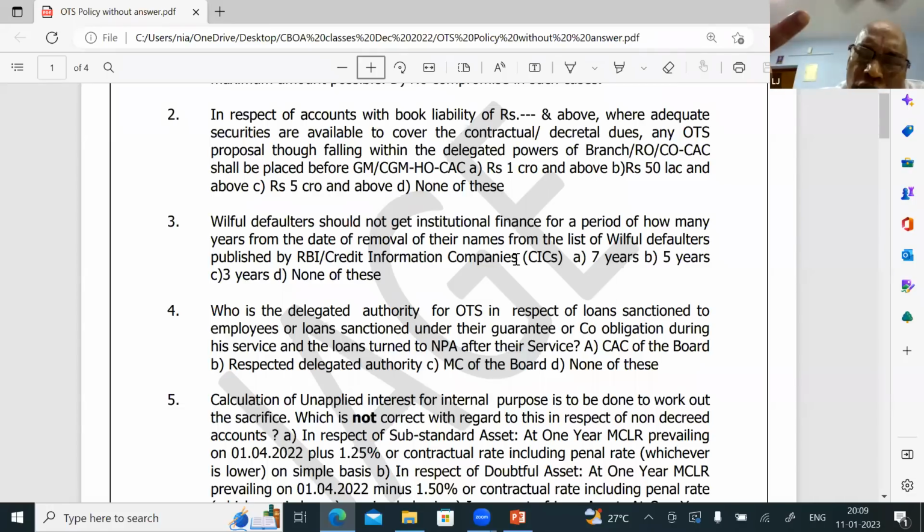Suppose this borrower has cleared their dues and their name is removed from the willful defaulters list in the credit information company or from the willful defaulters list of Reserve Bank of India. Once their name is removed, immediately also you should not give. After the name is removed, after 5 years only, any financial assistance can be given to the willful defaulters. That is, as long as their name is declared as willful defaulter, no loan. Once the name is removed from the willful defaulters list, after 5 years, fresh finance can be considered to these people.